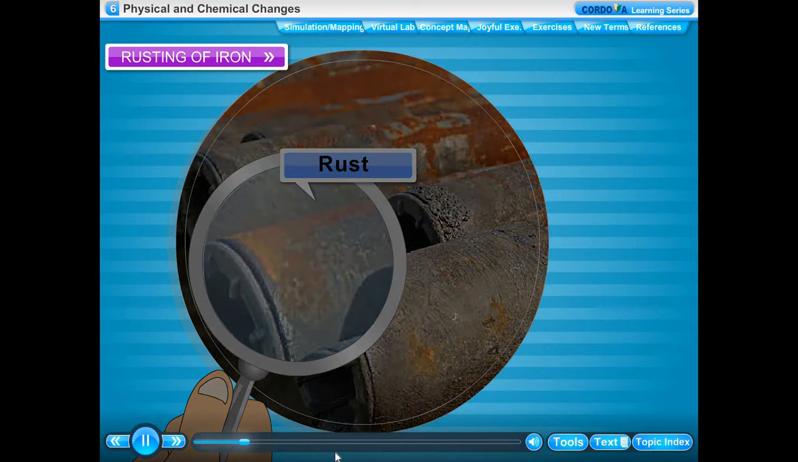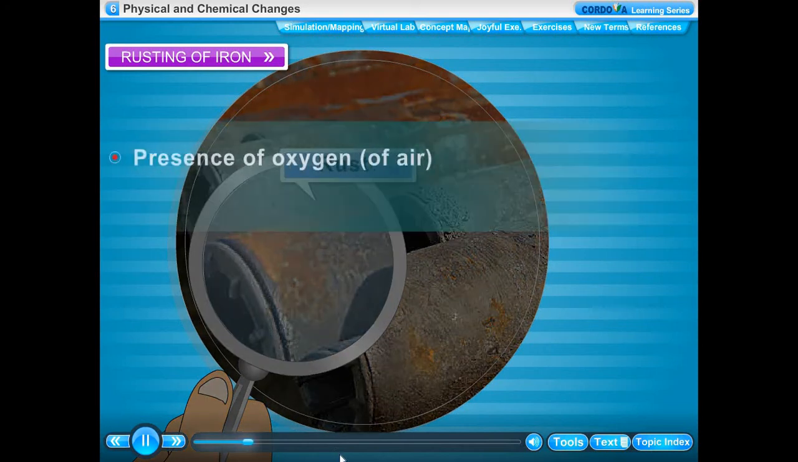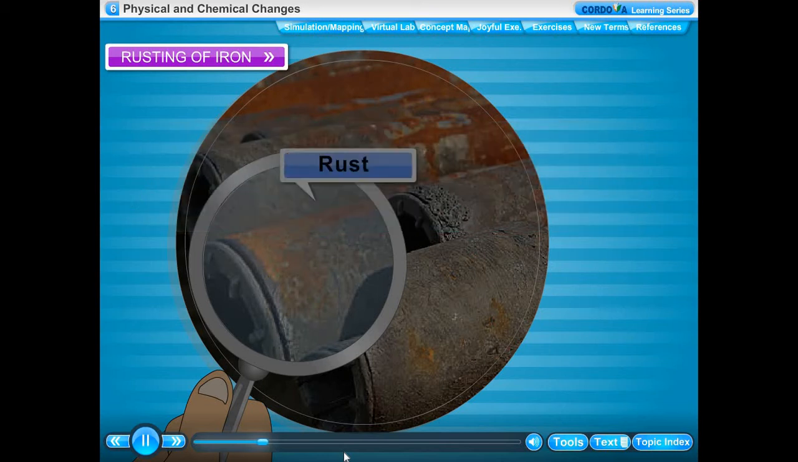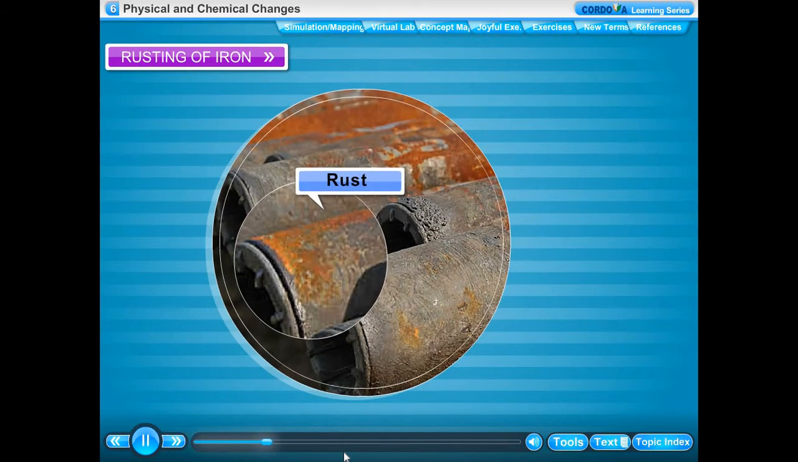The two conditions necessary for the rusting of iron are presence of oxygen of air, and presence of water or water vapor, moisture. During the rusting of iron, metal combines with the oxygen of air in the presence of water or moisture to form a mixture of iron oxide and iron hydroxide. This mixture of iron oxide and iron hydroxide is called rust.